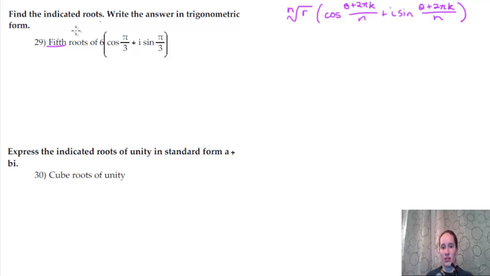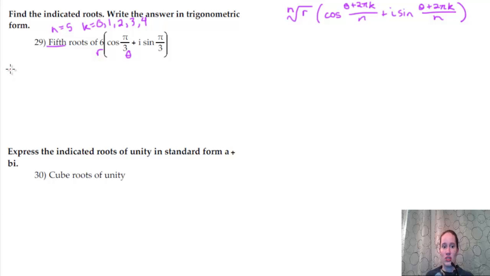The fifth roots, that tells us that n is 5. K then has to be the numbers from 0 to 1 less than 5: 0, 1, 2, 3, 4. You should end up with 5 numbers here, not a sixth. We have r, we have theta, we are ready to plug in.